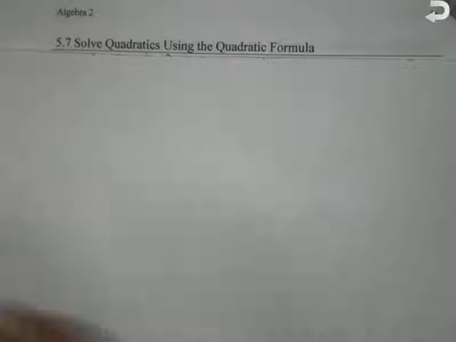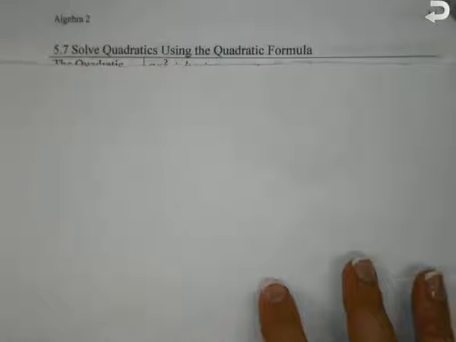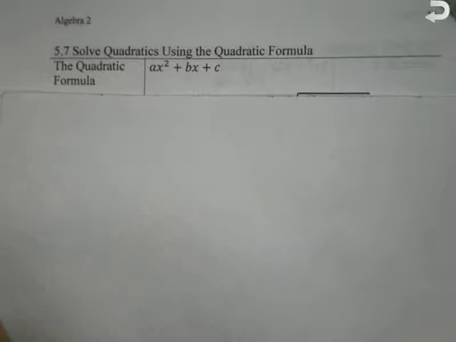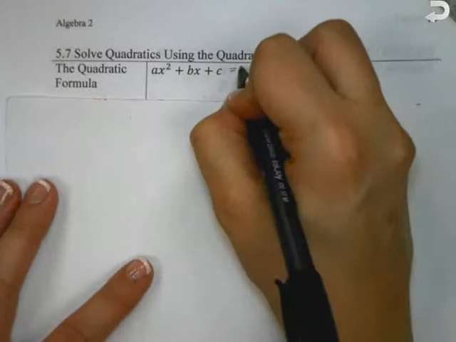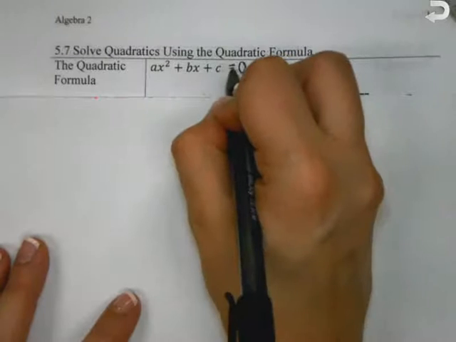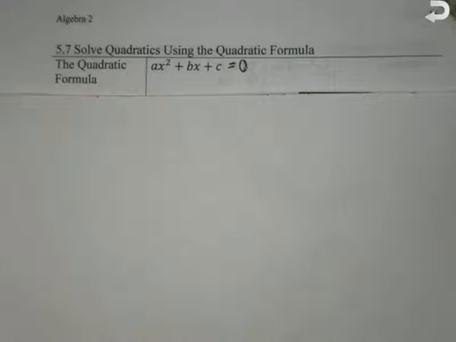Week. Okay, guys, 5.7, quadratic formula. So, quadratic formula starts in standard form. We have ax squared plus bx plus c, and this differs from completing the square because we want the whole thing equal to 0. So quadratic formula won't work unless the whole thing is equal to 0. Okay, so it's a little bit different than completing the square.